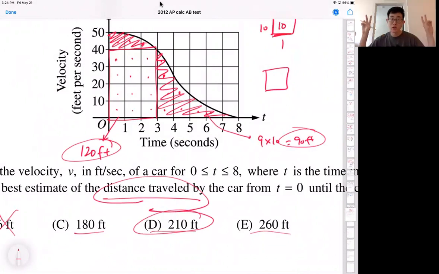Like you're counting as many complete boxes as possible and multiplying by 10. That's all you do. That's all you're doing.